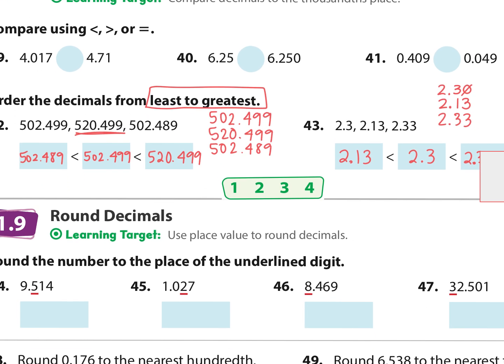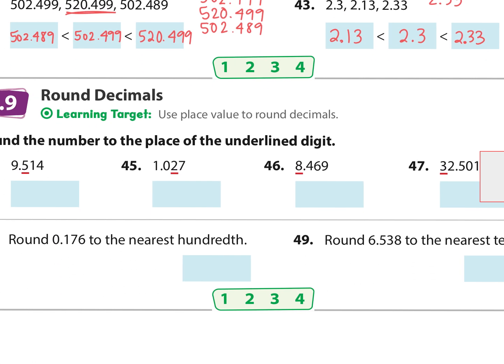Okay, the last section we have today is rounding decimals. It's our recent lesson that we just did. Any that you would like me to go over? Yes. 46. Okay, so I have the ones digit underlined. The judge is directly to the right. Since my judge is under 5, what happens to the 8? I keep it the same.